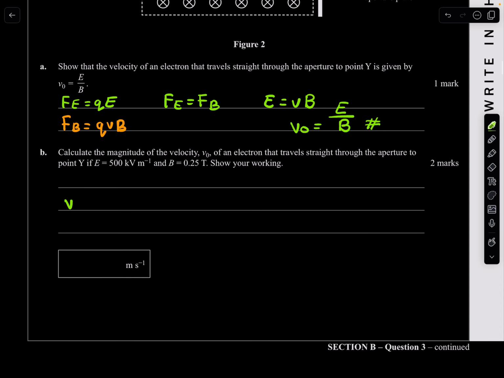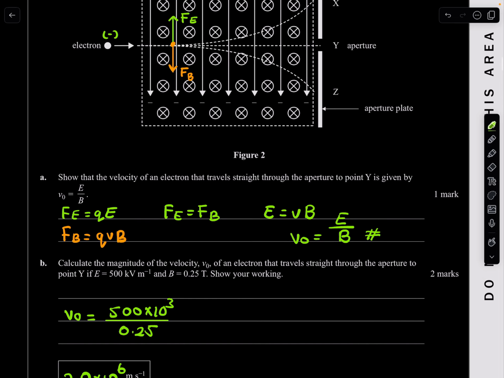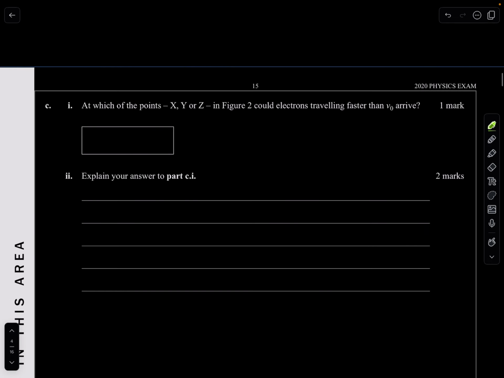Beautiful. We know the formula, so you just sub in those values. Your electrical field strength is 500 times 10 to the power of 3. Make sure it's volts per meter, not kilovolts. Divided by your magnetic field strength, which is 0.25. We want two significant figures. That's the lowest, so it's 500 times 10 to the power 3 divided by 0.25, and that gives me 2.0 times 10 to the power of, so 1, 2, 3, 4, 5, 6. Yep, so that is the velocity that needs to travel to pass nicely through aperture Y.